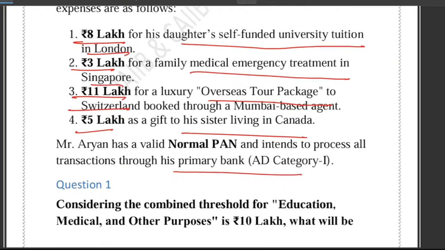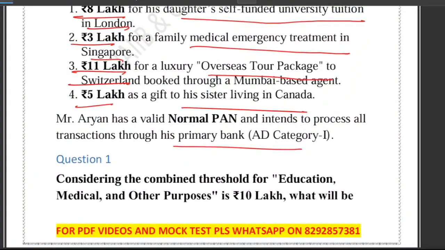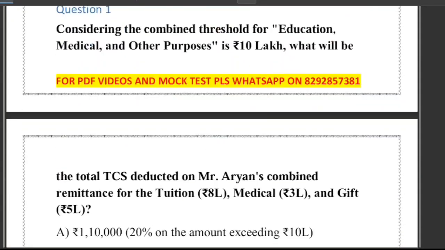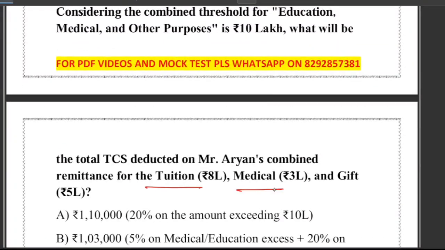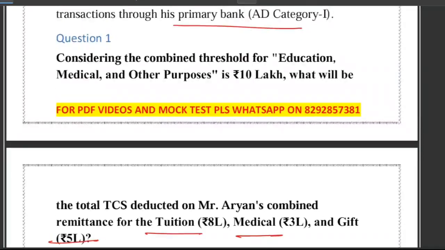So now the question is, considering the combined threshold, what will be the total TCS deducted on Mr. Aryan's combined remittance for the tuition, medical and gift? Very good question. Last time also a TCS case study was asked, and this is the revised version. It has been revised in the year 2024-25. So we are just using the concept that we have revised.